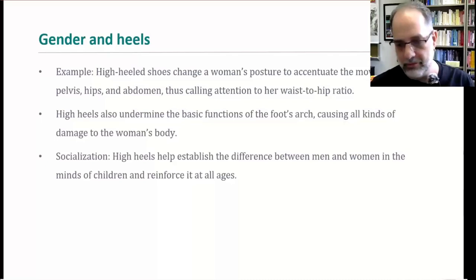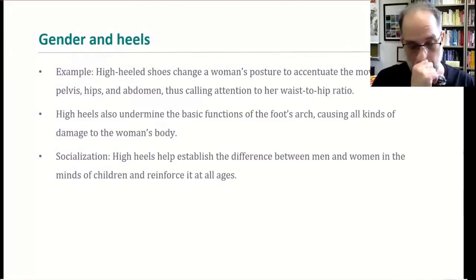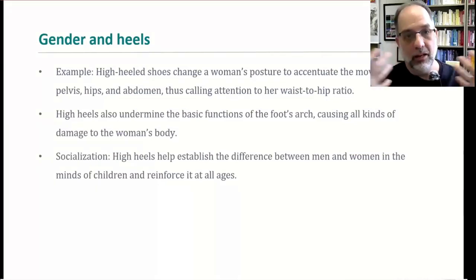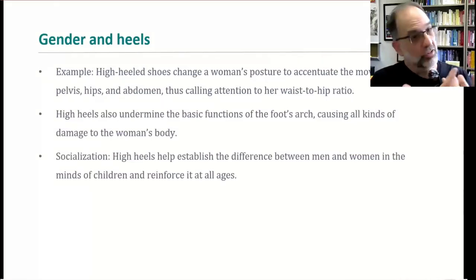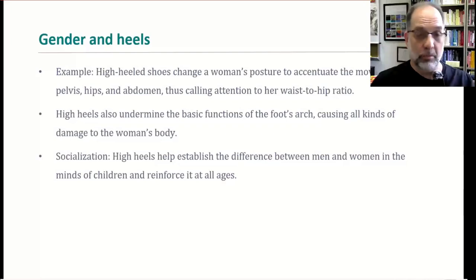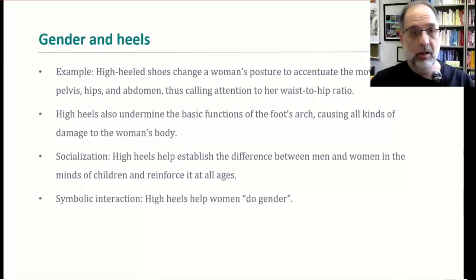And one of the things that high heels do, and again, it's just one example, but it's something that I've spent a lot of time working on, so I use this example. One of the things high heels do is help establish the difference between men and women, taking whatever differences there are naturally and accentuating them so men and women seem more different, from children to all ages. If you see women wearing heels and men not wearing heels, that's a difference that anybody can notice.